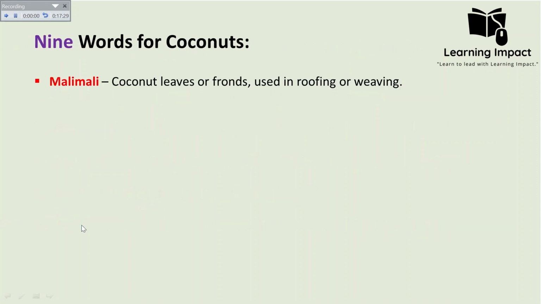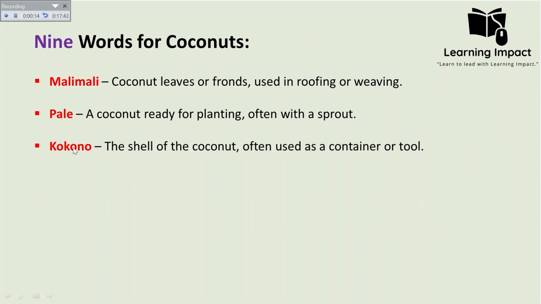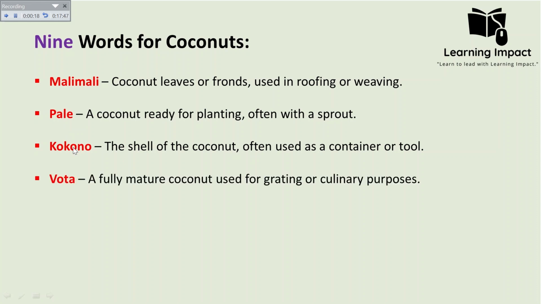The 4 other words include mali mali, the coconut leaves or fronds used in roofing or weaving. Then pale, a coconut ready for planting, often with a sprout. Also cocono, the shell of the coconut, often used as a container or tool. And vato, a fully mature coconut used for grating or other purposes. So these are the 9 words used by the speakers of the Solomon Islands for coconut.